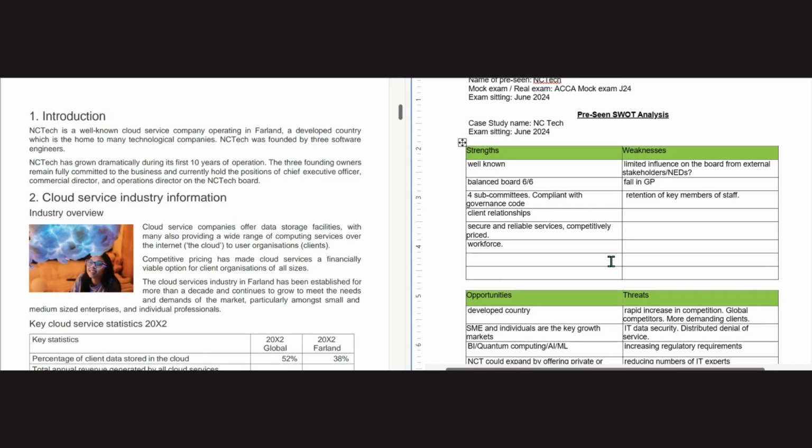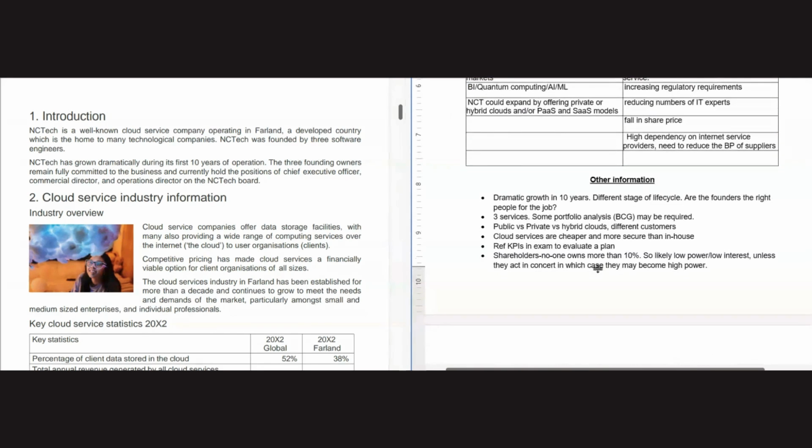Okay, so this is raising a question mark that the three owners are still in the most senior jobs, right? Executive directors. And so what I've done is I've put that into my other information: dramatic growth in 10 years, different stage of life cycle. Are the founders the right people for the job?